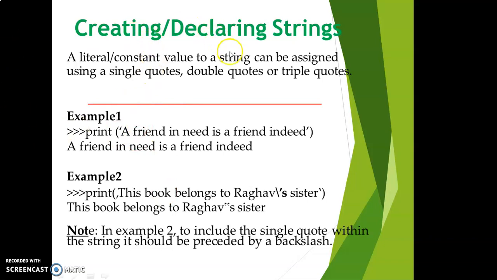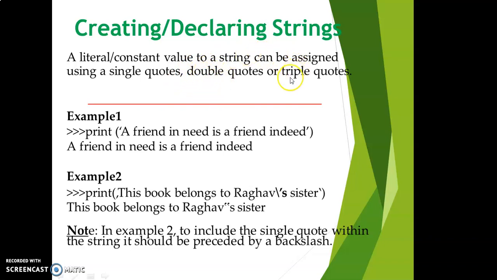And declaring a string. How to declare a string? A literal constant value of a string can be assigned using a single quote. Literal means if you are applying any character in a single quotation, that will be the string literal. If you are applying a double quotation, that will be the string literal. A character applied with a single quotation is a character literal. If you are applying with the double quotation, that will be the string literal.